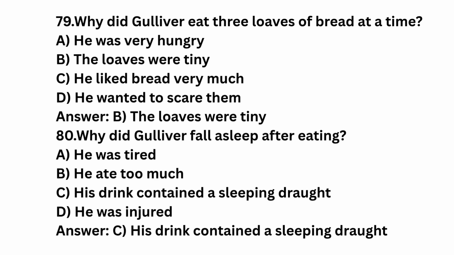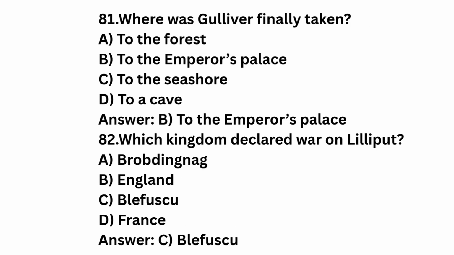He was tired. He ate too much. His drink contained a sleeping draught. He was injured. Answer: his drink contained a sleeping draught. Where was Gulliver finally taken? To the forest, to the emperor's palace, to the seashore, to a cave. Answer: to the emperor's palace.